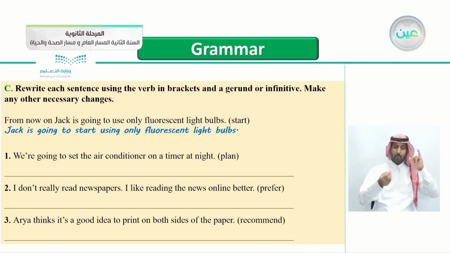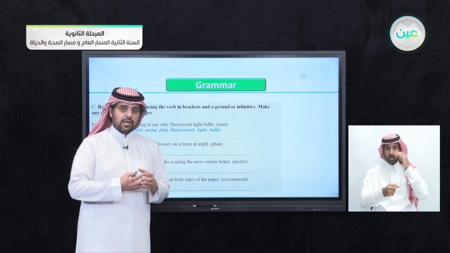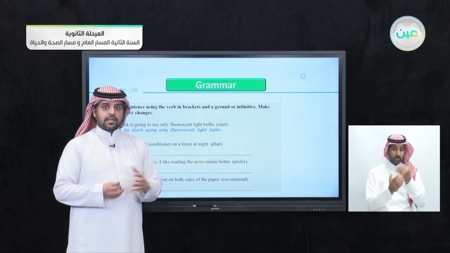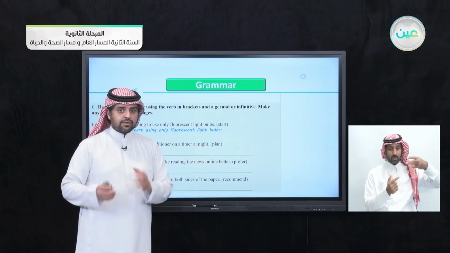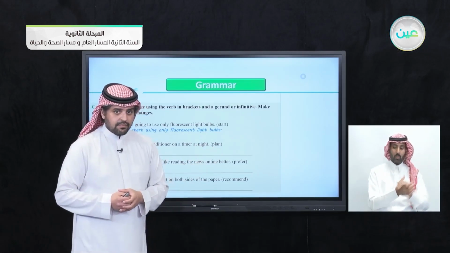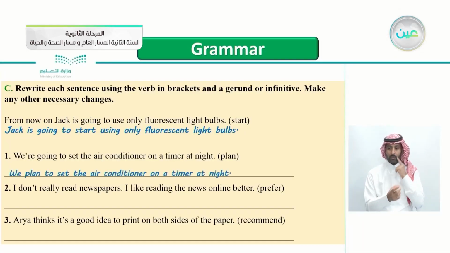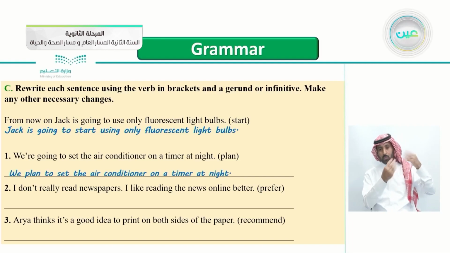Number 1, we are going to set the air conditioner on a timer at night. And the verb is plan. So rewrite the sentence, come up with a sentence with the same idea using the verb plan. And don't forget to use gerund or infinitive. So let's check the first one's answer here. We plan to set. So it's an infinitive here. We plan to set the air conditioner on a timer at night.